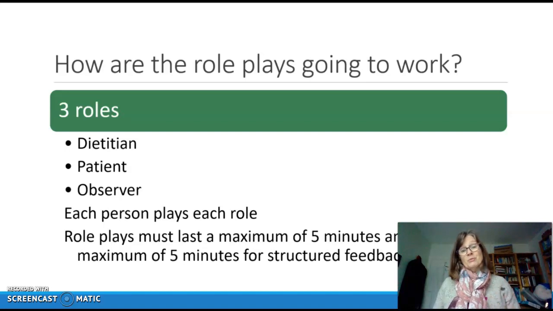So we're going to have a go and then just see how it goes. The idea is to have a go before you start seeing real patients. So no patients are going to be hurt while you're practicing this.